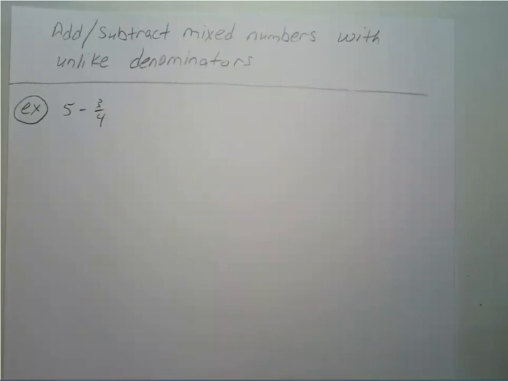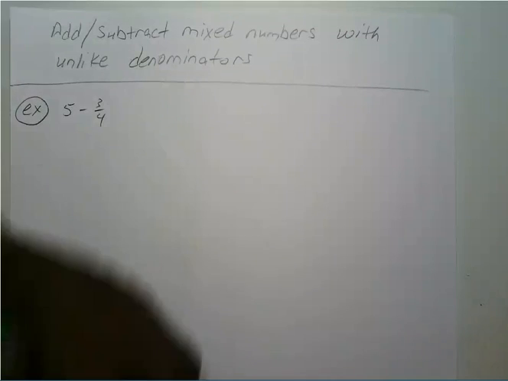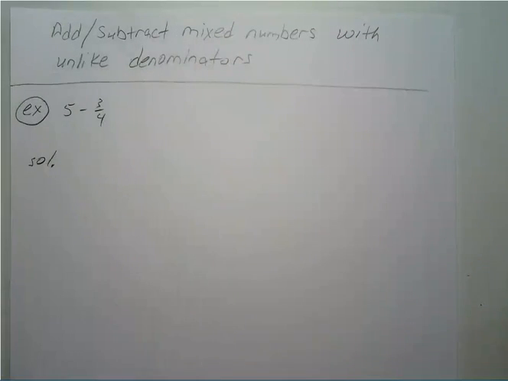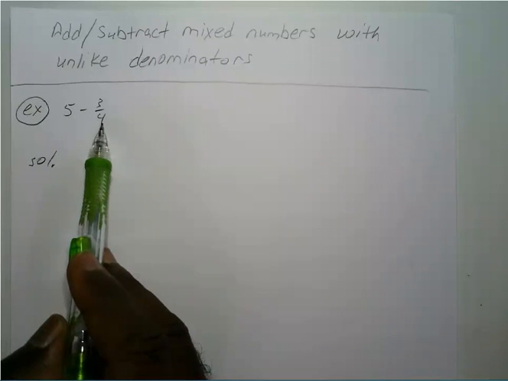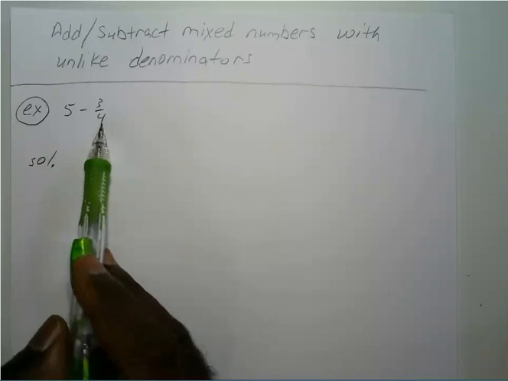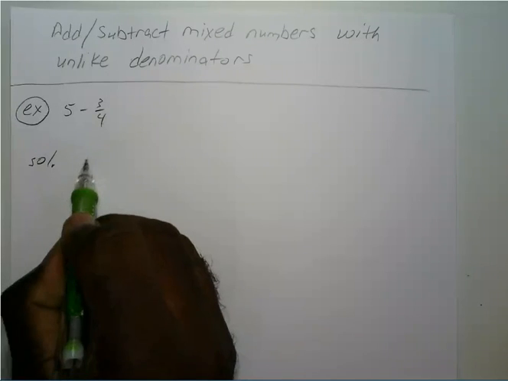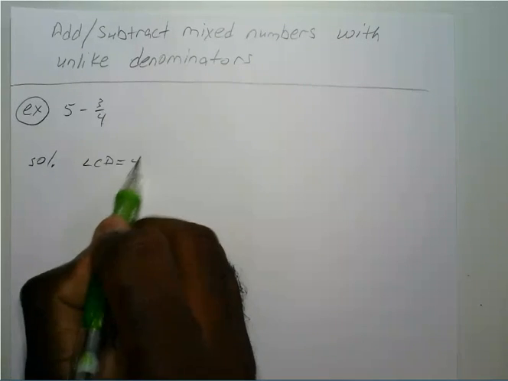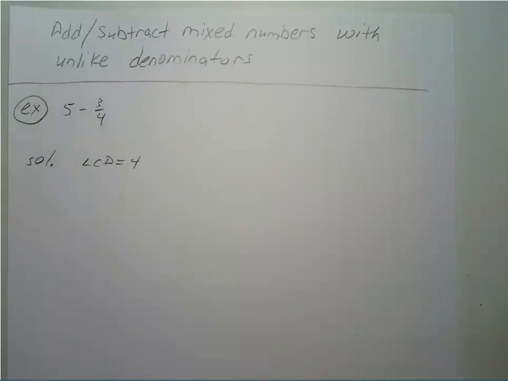Now really, if you have a whole number and a fraction, it's easier than with two fractions. Because if you have two fractions, you have to find the least common denominator. But if you have a whole number and a fraction, there's only one denominator. So your least common denominator is that only denominator, which in this case is 4. So you have that without doing any other work.